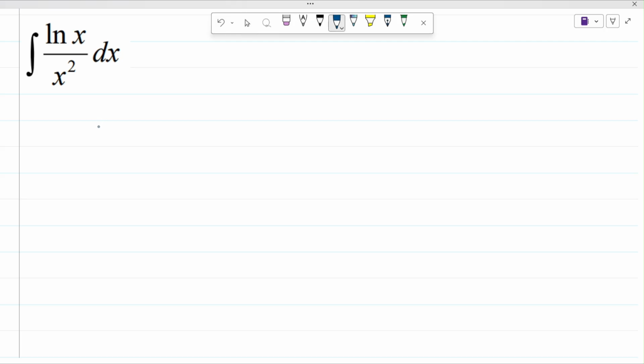You can see that we have two different functions, our algebraic function and our logarithmic function. So I could first rewrite it nicely and say the integral of ln of x multiplied by x to the power of -2 dx, and then I write my LIATE term.